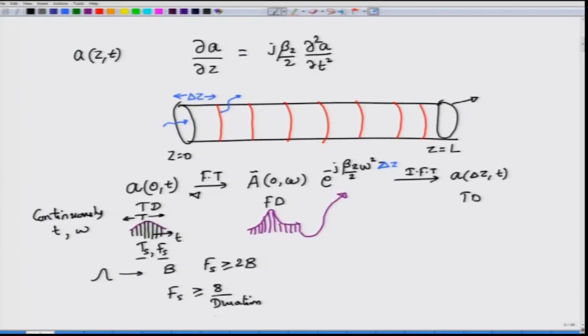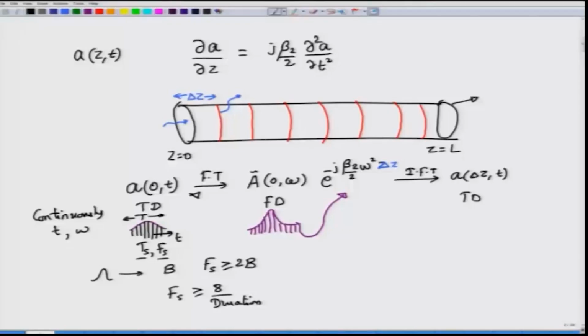These are very conservative numbers, as I said. If you have some idea of what the bandwidth is, then you have to take the bandwidth into account and sample the pulse sufficiently, because if you undersample, then you will get into a little bit of trouble later on.